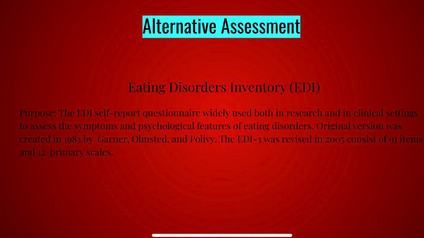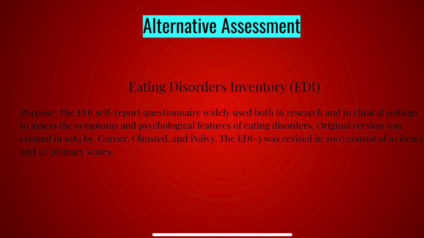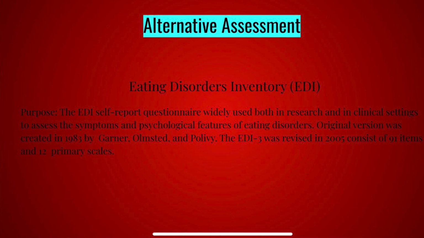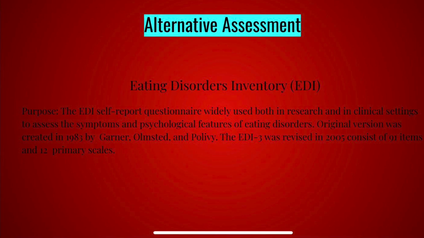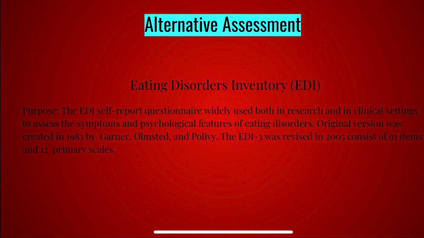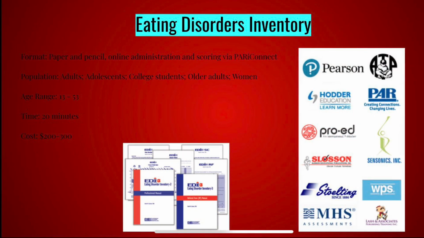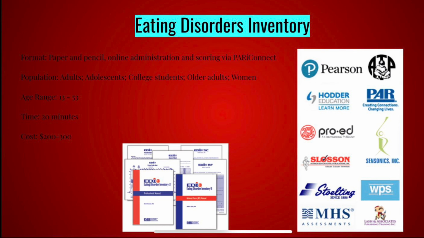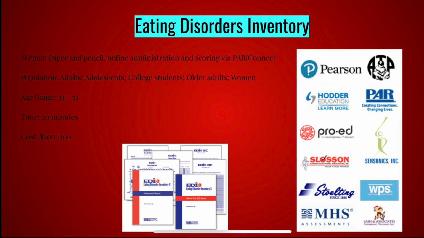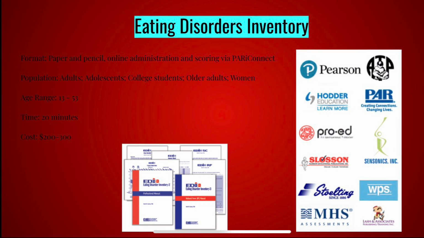The latest revision, the EDI-3, has been significantly enhanced to provide scales and composites for measuring constructs that are more consistent with psychological domains identified as relevant to eating disorders by modern theories. The EDI-3 can be taken by paper and pencil and also administered online and scored online via PARiConnect. Different populations that have been studied with the EDI include adults, adolescents, college students, older adults, and women. The age range is from 13 to 53 years old, and the test takes about 20 minutes.